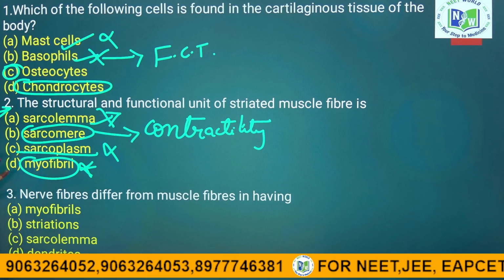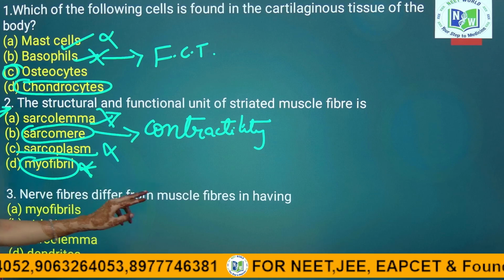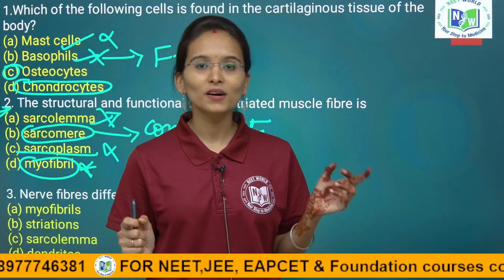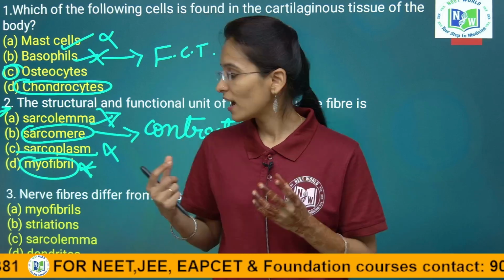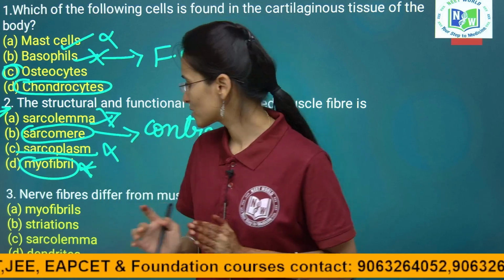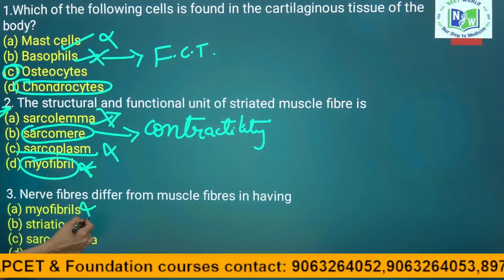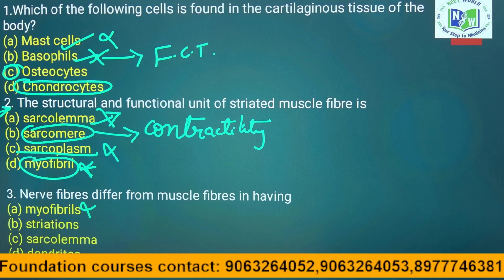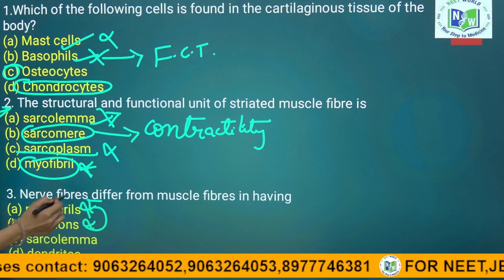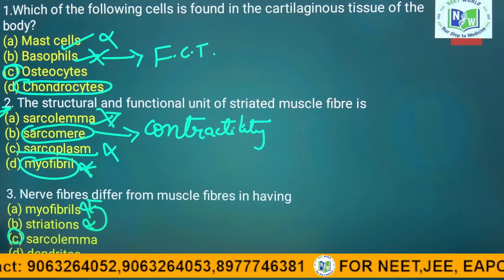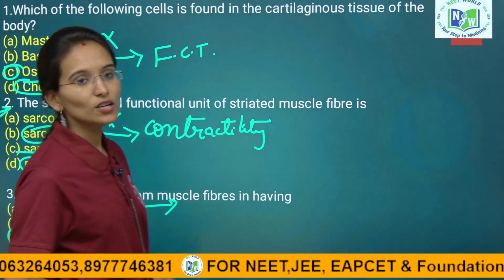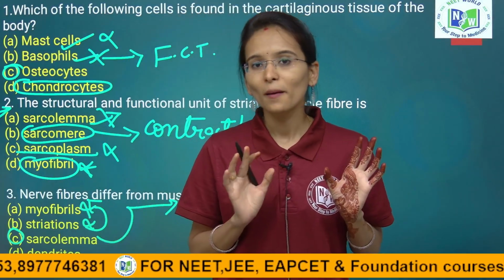Question 3 is, nerve fibers differ from the muscle fibers in having. Now you have to analyze the option which shows the variation between the muscle fibers and nerve fibers. Option A is myofibrils. It is wrong because we can find this only in the muscle cells. And striations, option B, this also we can find only inside the muscle cells. And option C is the sarcolemma. It is also found inside the muscle cells only. All the options A, B and C are related to muscle tissues.